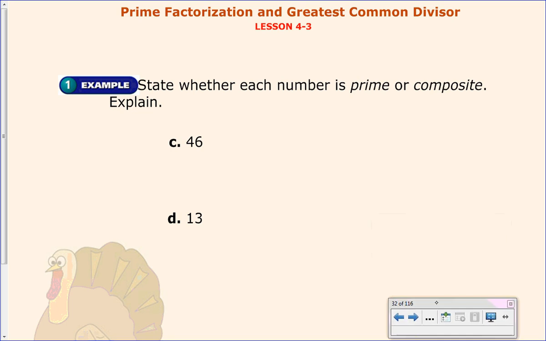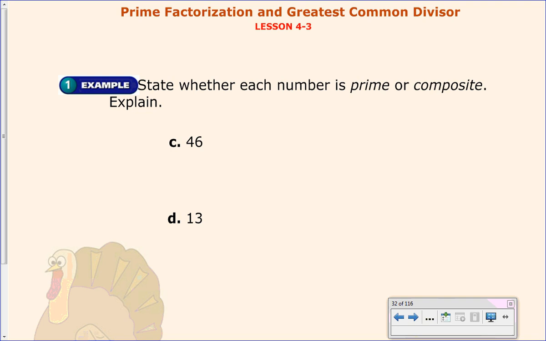So again, you have to state whether each one is prime or composite. It's your turn now. Go ahead and tell me, is each one prime or composite? And an example, when it says explain, if you can come up with another way to get that number, that's enough of an explanation. So go ahead and do C and D. And when you're all done, come back and check those answers. So pause me now.